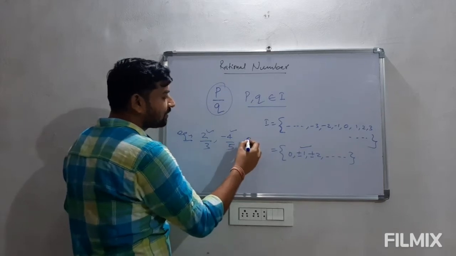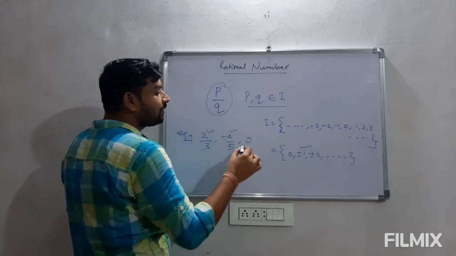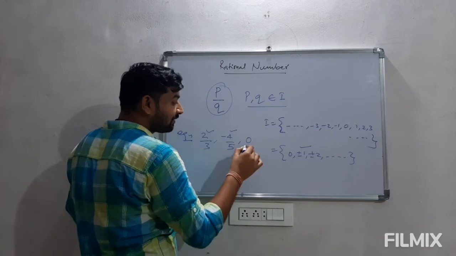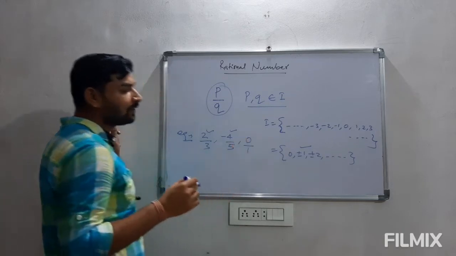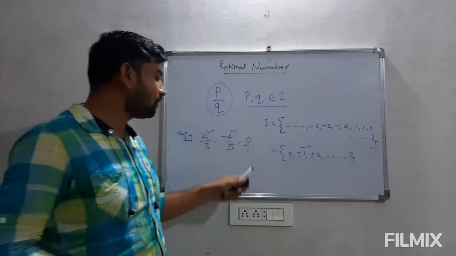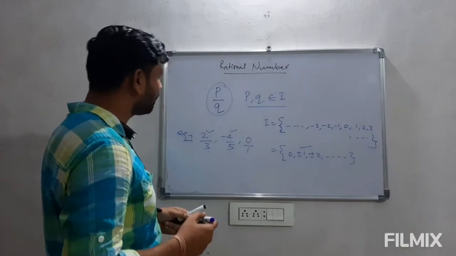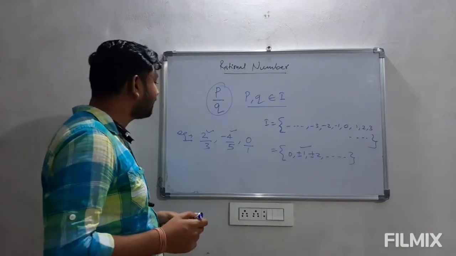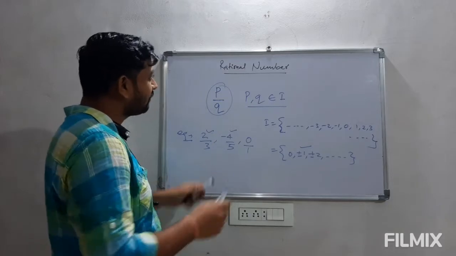Here comes the next thing, that is 0. Every integer can have 1 as the denominator. So here also 0 upon 1 can be written. So 0 is also a rational number. So this is how we define a rational number.